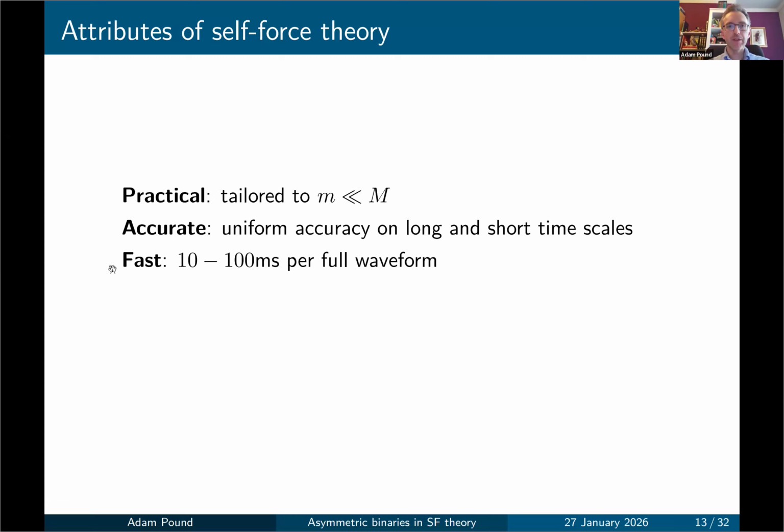Now, another advantage is that the way we formulate it these days, it's very, very fast. So unlike numerical relativity, where you need to generate a whole set of simulations and then calibrate your fast model, in self-force, the basic theory already provides a fast model. So we can generate waveforms quite rapidly, hopefully rapidly enough for LISA data analysis. So tens of milliseconds for a LISA length, multi-year signal.